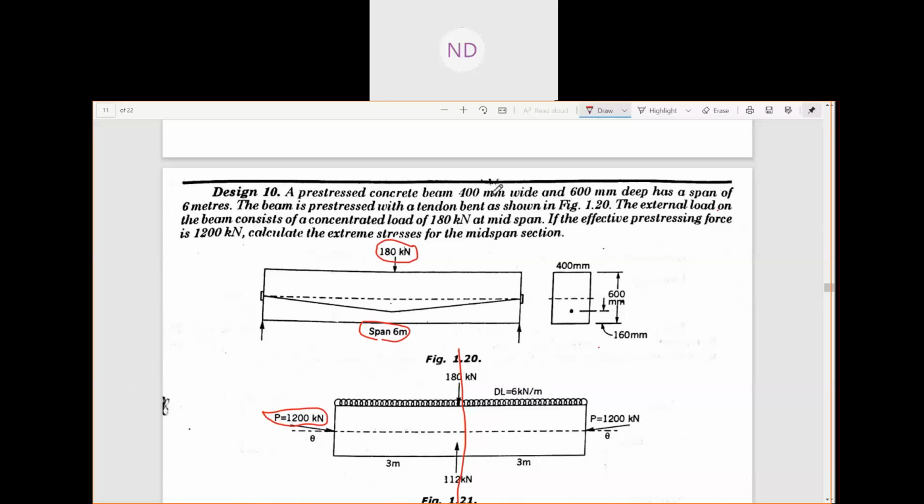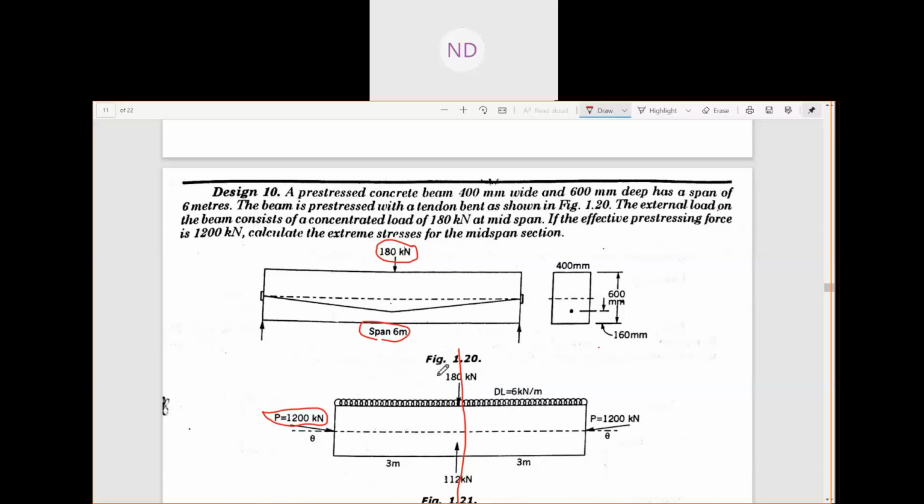Dead load is not mentioned in the question, but you already know it, because the dimensions are given to you. From the dimensions you can find out the dead load of the beam, which comes to be 6 kilonewton per meter. Now this is the point load, 180 kilonewton here. So the stress will be P by A due to the pre-stressing force, and the stress due to the loads, that is the dead load of 6 kilonewton per meter, and the moment which is going to come due to this 180 kilonewton.